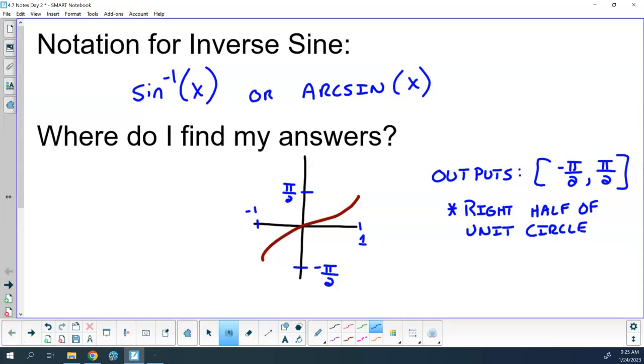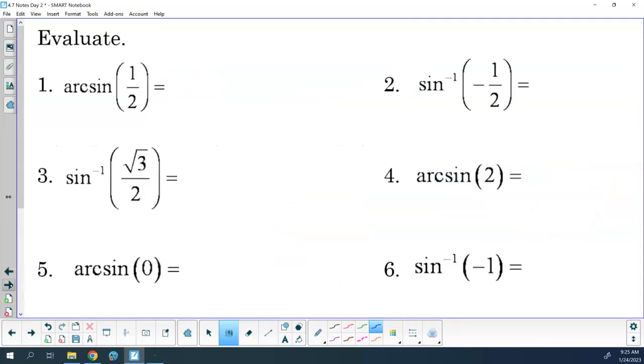Then we did two of them. We did these first two. We did arc sine of 1/2. And so what I had said in my classes on Friday was, okay, right half of the unit circle, where is the sine equal to 1/2? And we said for this first one, sine is 1/2 at pi over 6.